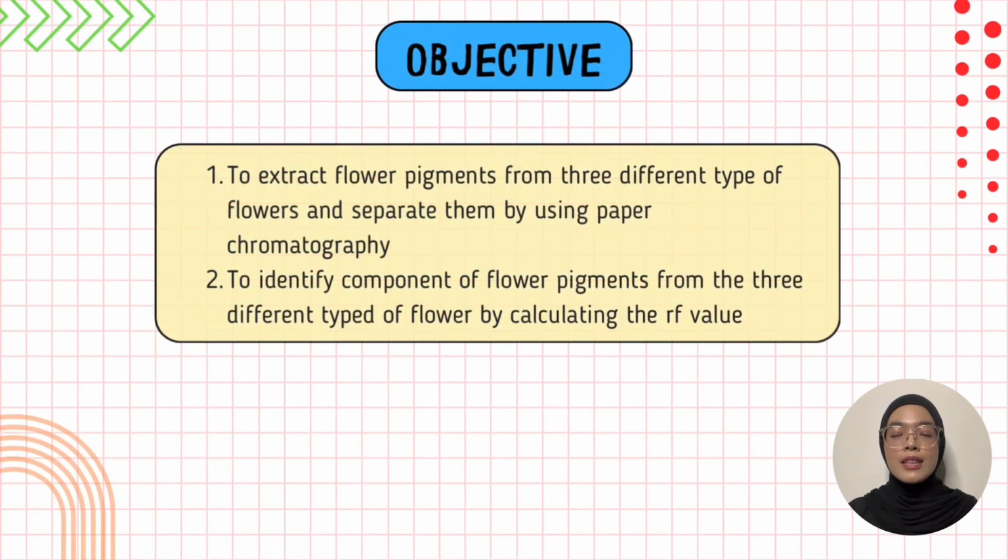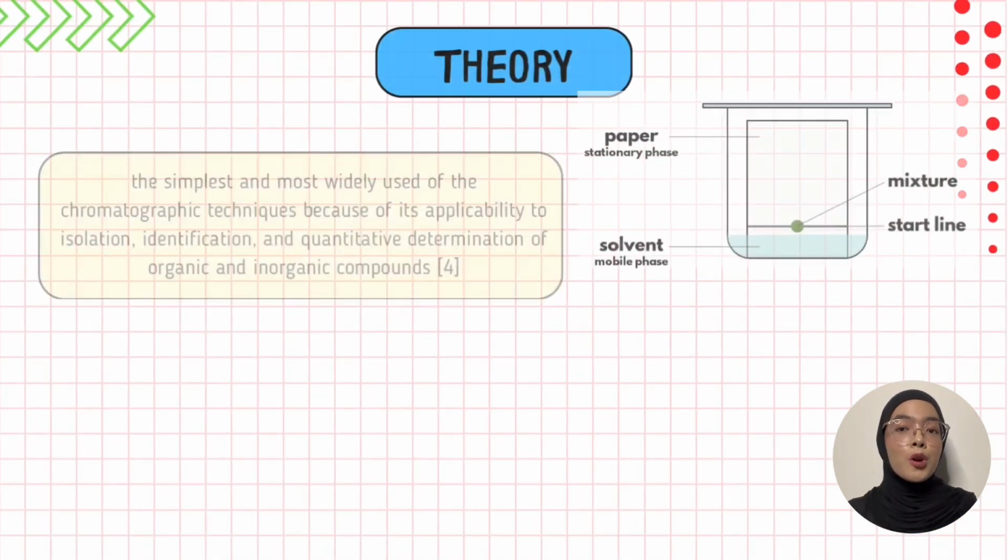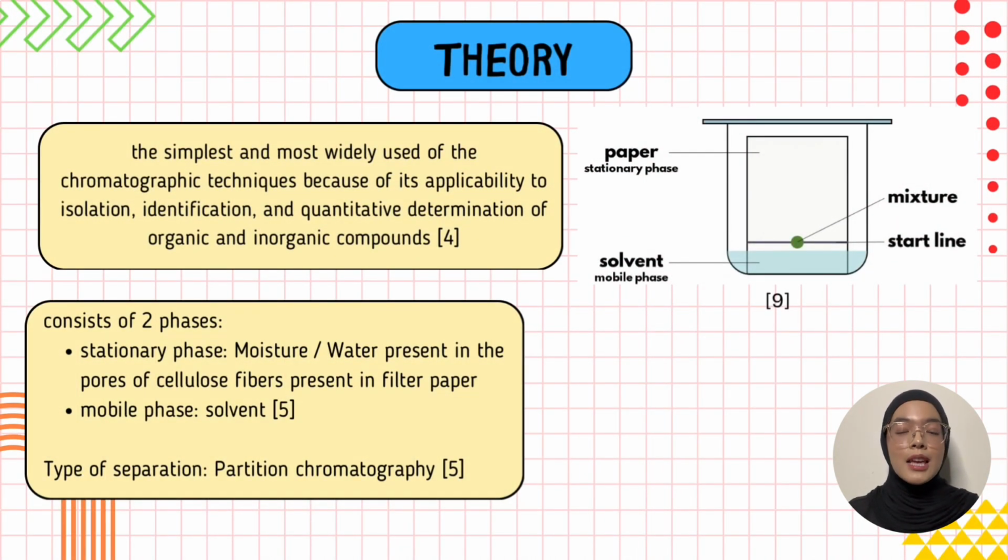The objective of this experiment is to extract flower pigments from three different types of flowers and separate them by using paper chromatography. The second one is to identify components of flower pigments from the three different types of flowers by calculating the Rf value. Paper chromatography is considered to be the simplest and most widely used of the chromatographic techniques because of its applicability to isolation, identification, and quantitative determination of organic and inorganic compounds.